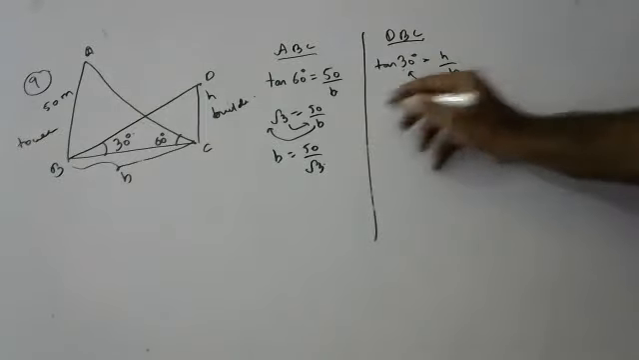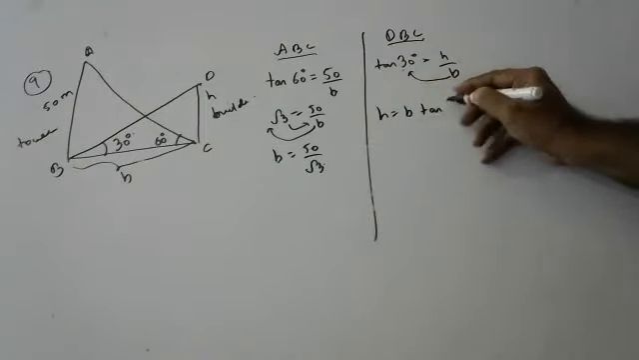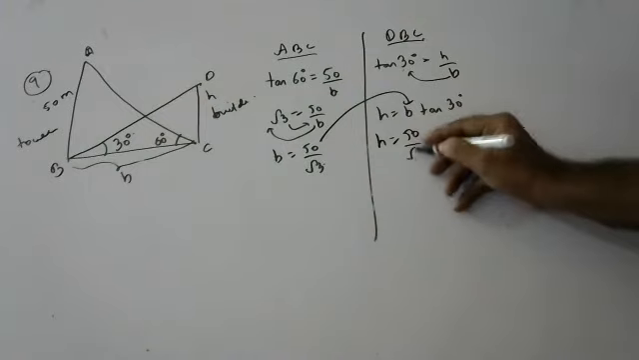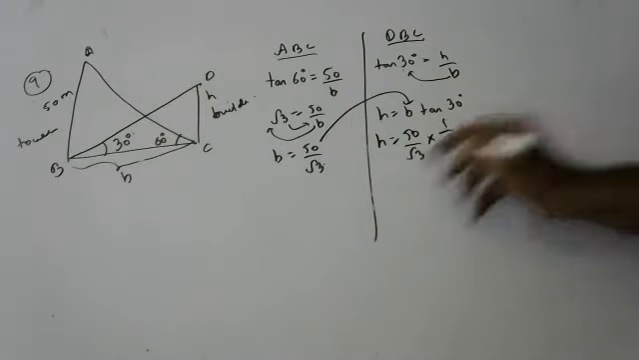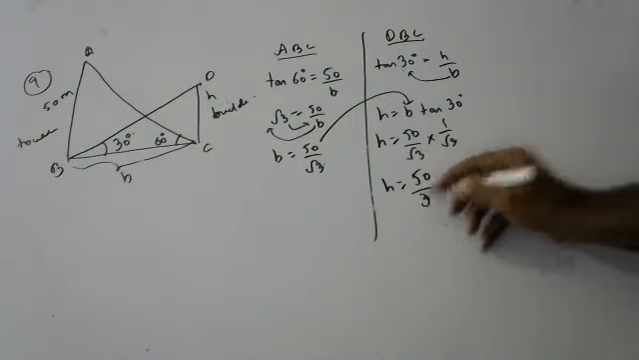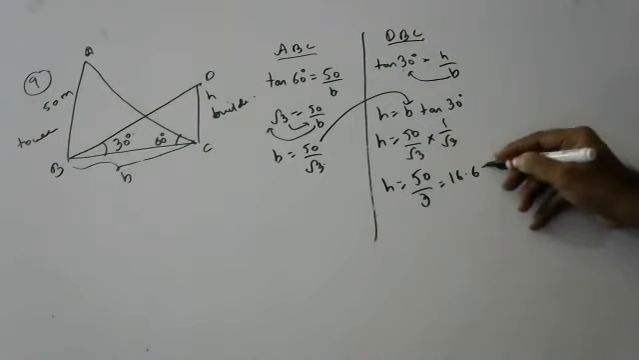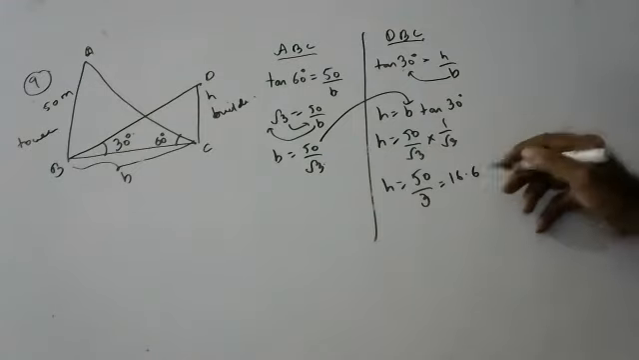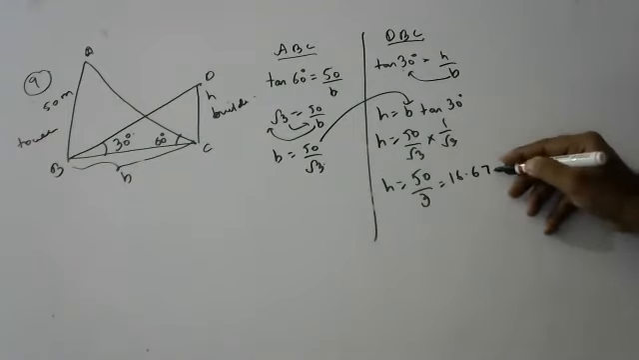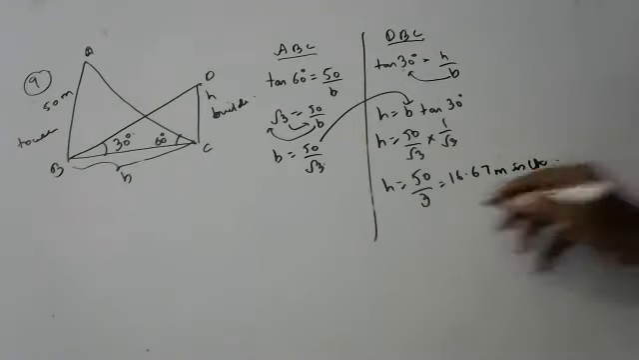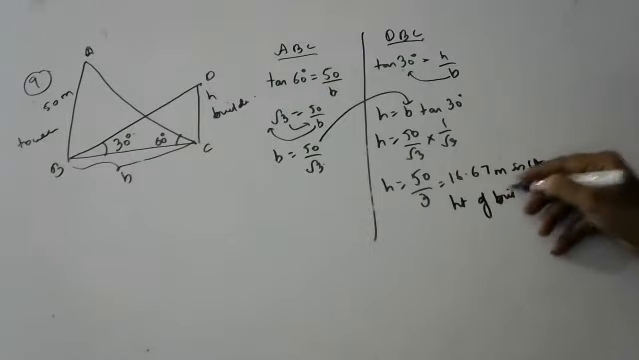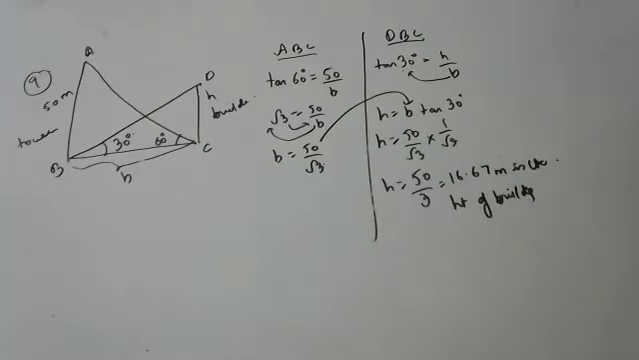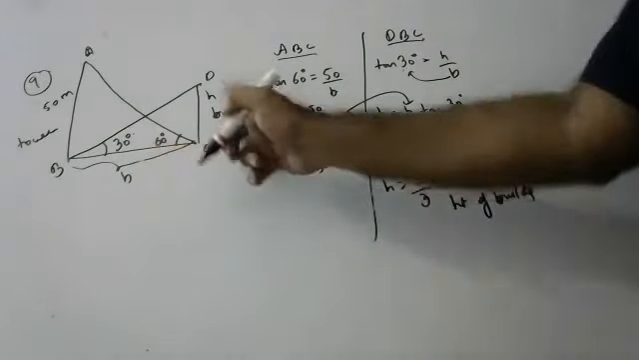So H is equal to B tan 30. H is equal to B, and how much did we get, children? 50 by root 3. Tan 30 is how much, children? 1 by root 3. 50 by 3 is 16.66. So 16.67 meters is the height of the building. Over. In this triangle, I found out the base. That base I substituted here. In this triangle, I found out the base, and with that base I found out the height.